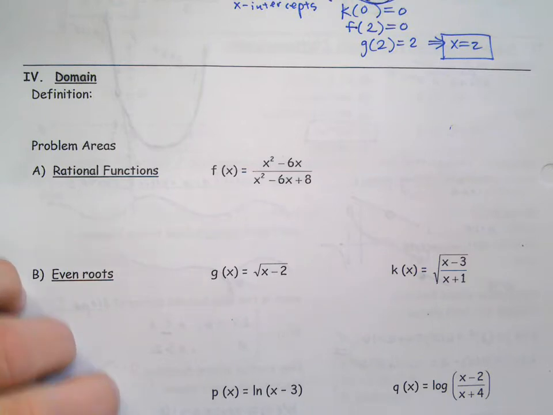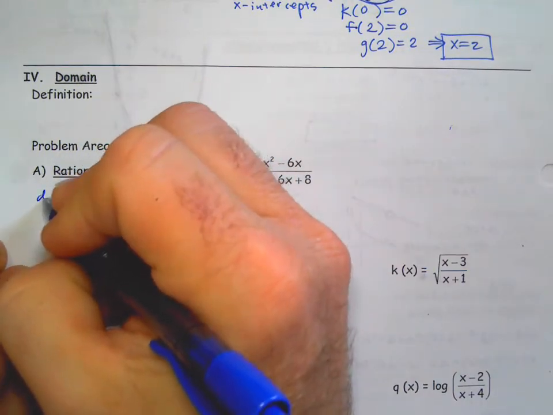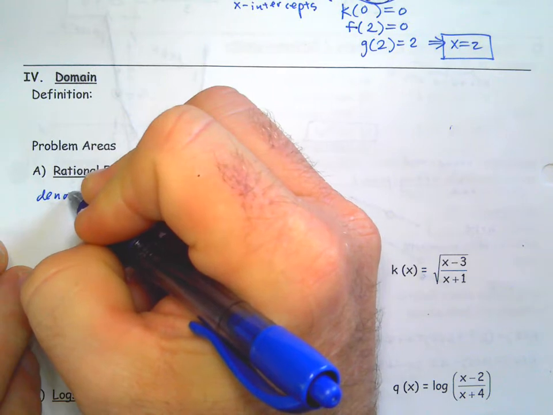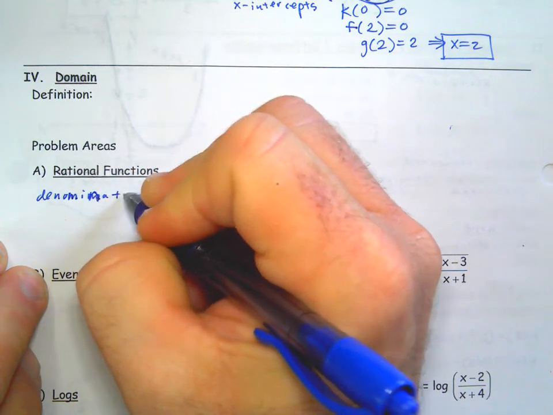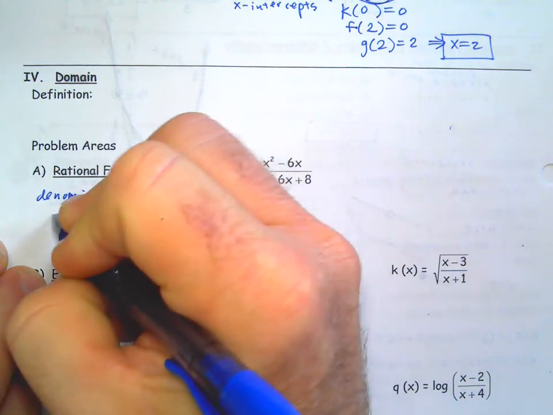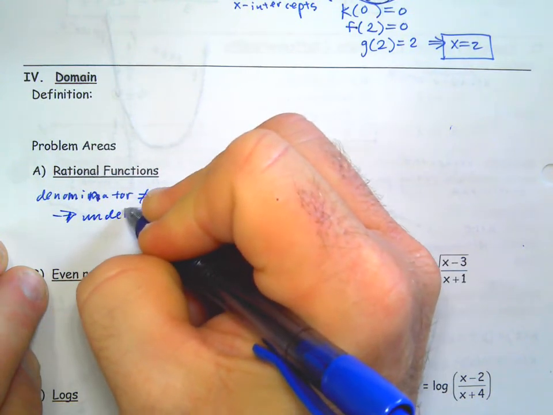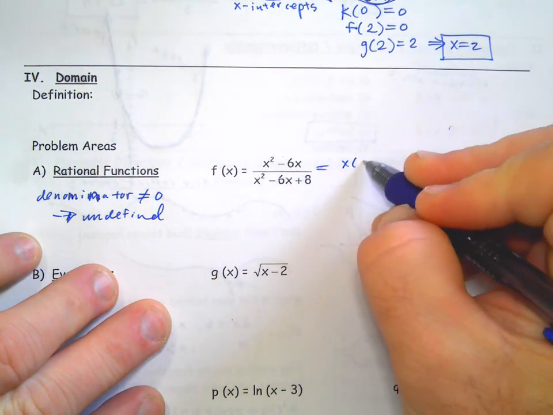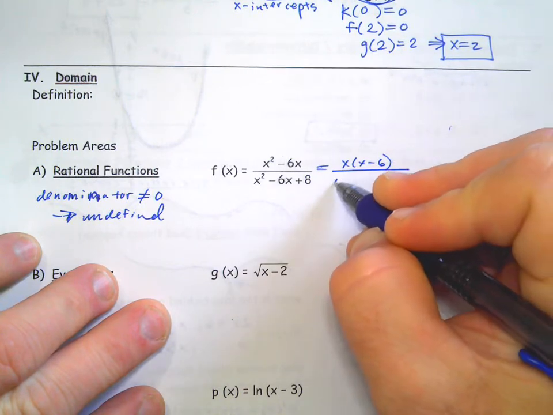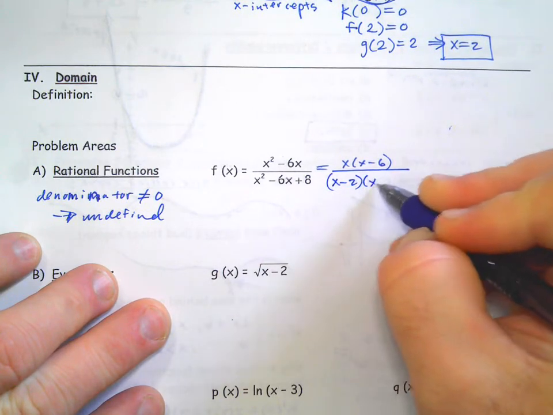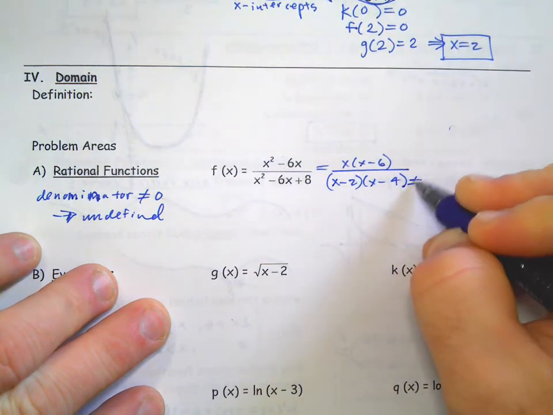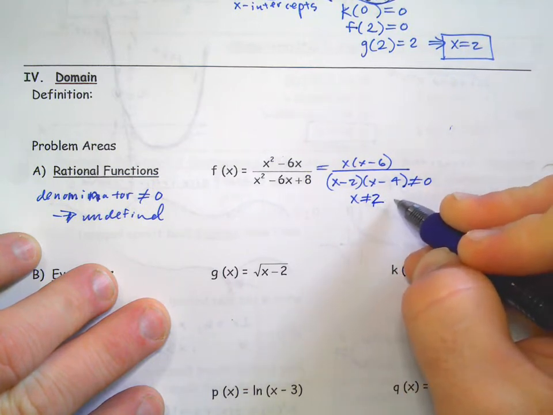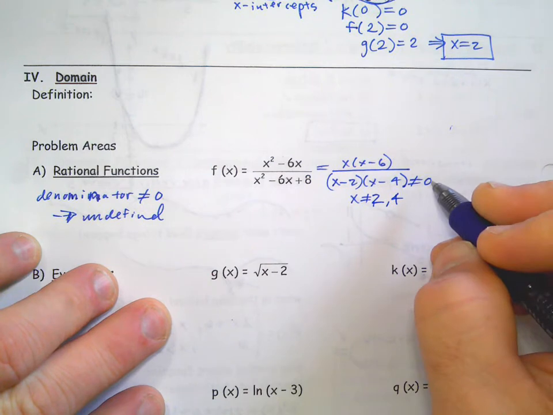So rational functions, the thing you really got to watch out for is for the denominator can't be 0, because if you divide by 0, it's undefined, right? So, we could factor this: x minus 6, x minus 2, x minus 4. So it's really the bottom that can't be 0. So x can't be 2 and or 4.